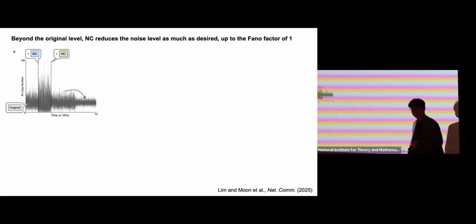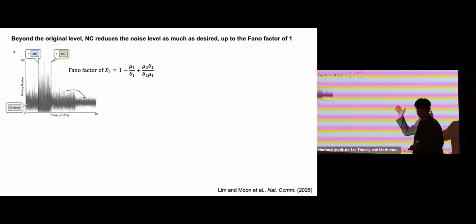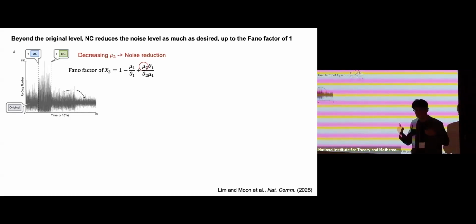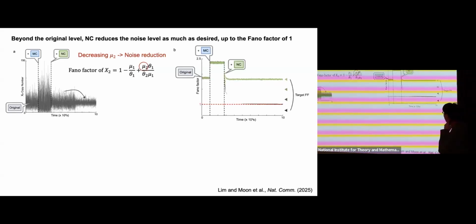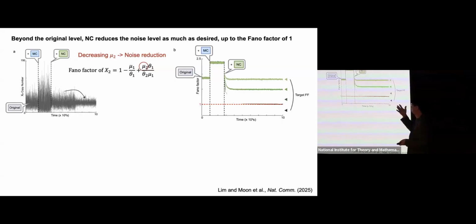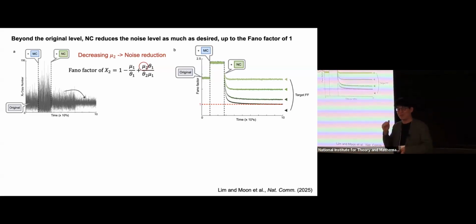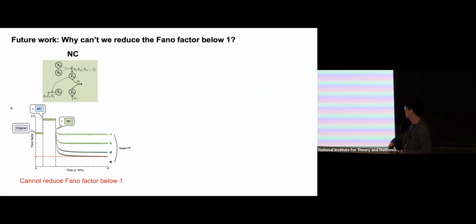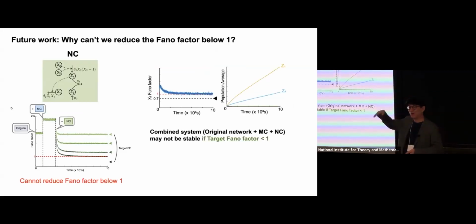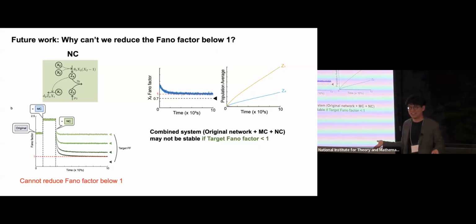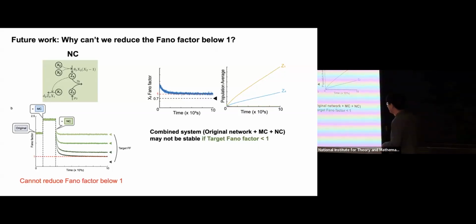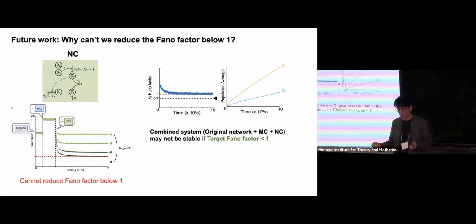Furthermore, we can go further. We can now reduce the noise because the Fano factor is this. How? Just by decreasing the mu2, we can reduce the noise level as well. So indeed, if we target the noise level, we can reduce it further and further, but we failed here. We found that a hard limit is 1. We can reduce down to Fano factor 1, but if we try to go below that, we found that the system blows up, and we don't know why. So hopefully someone can solve this problem: why is this limit Fano factor equal to 1?